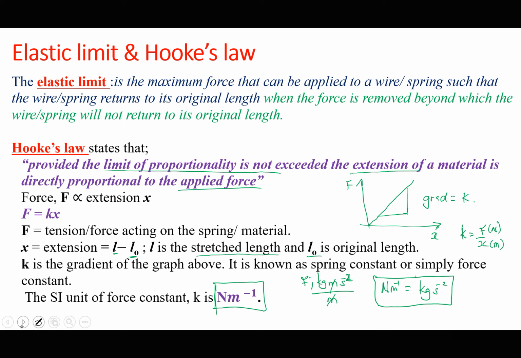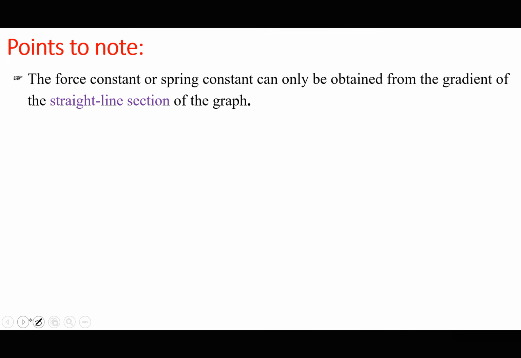We need to note a few things from what we have just explored. Number one, the force constant or the spring constant K can only be obtained from the gradient of the straight line section. That's where Hooke's law is obeyed. From any graph of force against extension, if we want to get the force constant or spring constant of the material, we just look at the gradient of the straight line section of the graph.